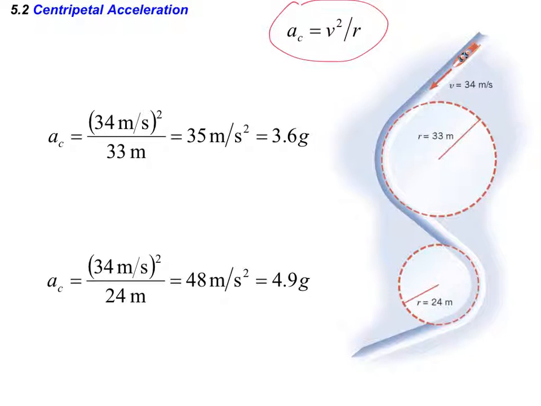And so for the big radius, we have 35 meters per second squared, which is about 3.6 g. And for the smaller radius, we have 48 meters per second squared, which is just under 5 g. And that should make sense. On the tighter curves, we know we're going to have a bigger acceleration, and we've experienced that before. Turning in a car or on a roller coaster, when you have a big curve, you feel a little bit of an acceleration. But if you have a real tight curve, you're going to feel much more of an acceleration.